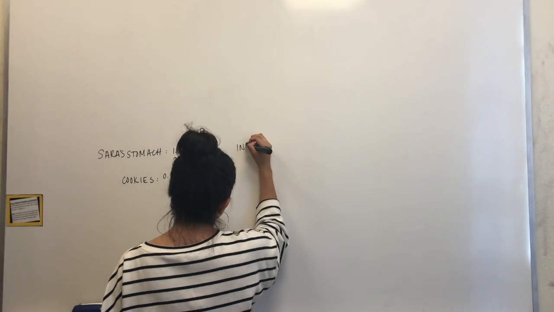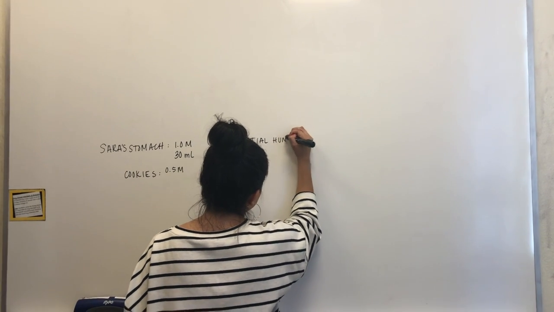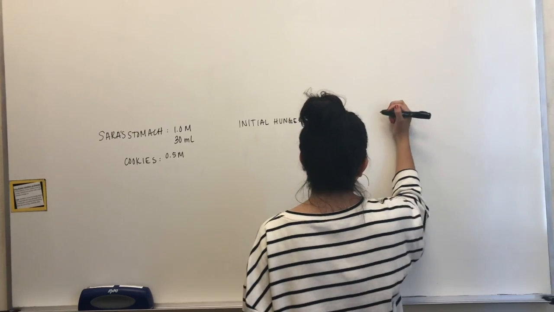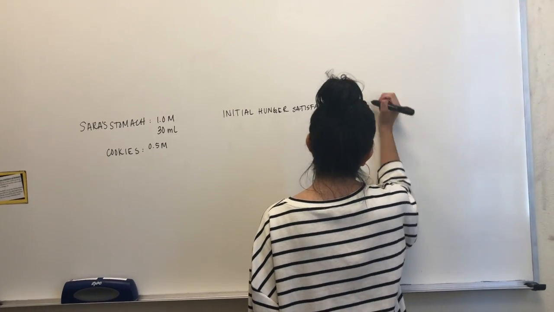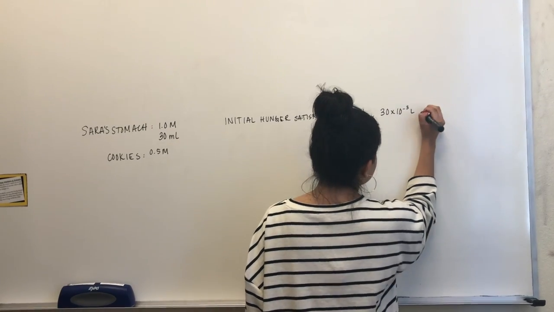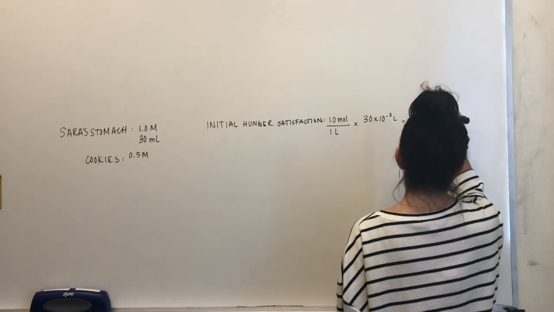Sarah's stomach has 30 milliliters of acid at a concentration of 1.0 molar. To find the pH at the initial point, you multiply the molarity of the acid by the volume of the acid and take the negative log of that.